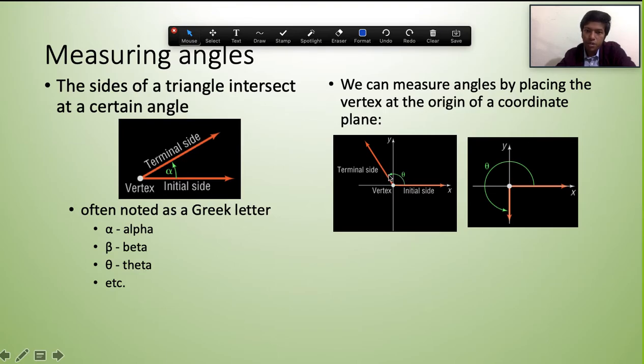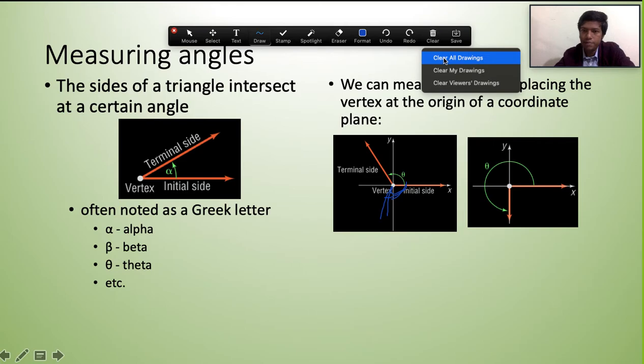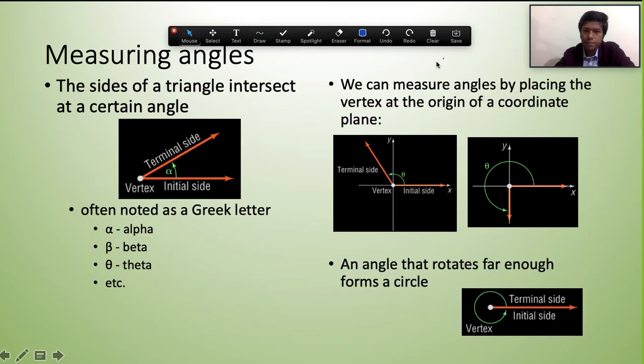Suppose from here to here it is, let's say, 120 degrees, so you will just say 120 degrees. But if it comes the other way, in the opposite direction, then it will become minus 120 degrees. That's the convention for how we measure the angle. Terminal side, and if it goes one rotation, this is 360 degrees.